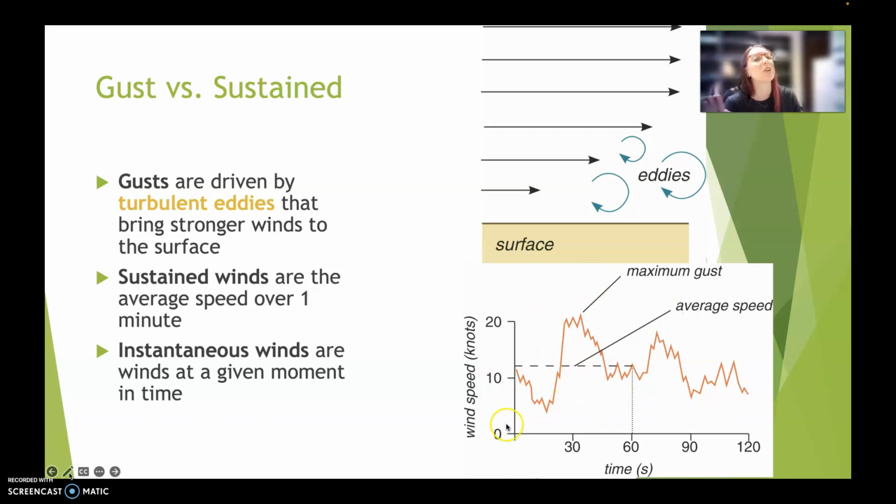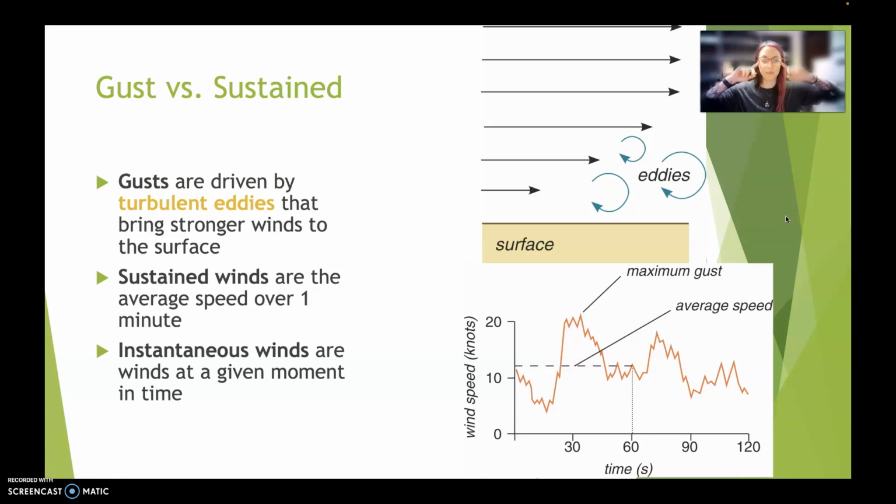Because there's so much variation all of the time, that's why we take that 1 minute average for sustained winds. And then we can see here also the maximum gust versus the minimum. If we were to take an instantaneous reading, if we took it at exactly 30 seconds, it could be that the instantaneous wind is the maximum gust, but they don't have to be the same thing, if that makes sense.